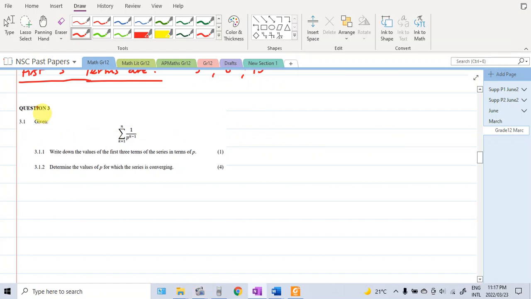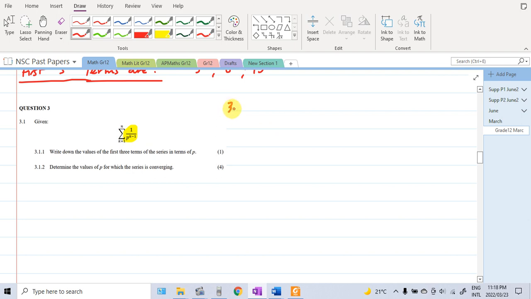Moving on to question 3, what we can see here is that we have a sigma notation where we have a counter k equals 1 to n of 1 over p to the power k minus 1. Since we have powers here, it will become a geometric sequence, or geometric series. Series because there's a sigma, so we should be saying geometric series rather than geometric sequence. Write down the values of the first 3 terms of the series in terms of p.